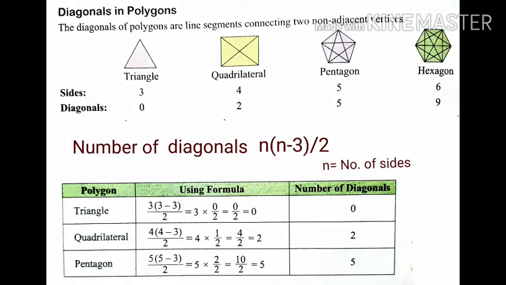But we can calculate, for any polygon, according to its number of sides, how many diagonals it has. We have the formula n into n minus 3 by 2. From this formula we can find the diagonals of any polygon like a triangle, quadrilateral, pentagon, hexagon, and polygons with more sides. For example, in a triangle, when we apply the formula, we get 0 diagonals; a quadrilateral 2 diagonals; a pentagon 5 diagonals.